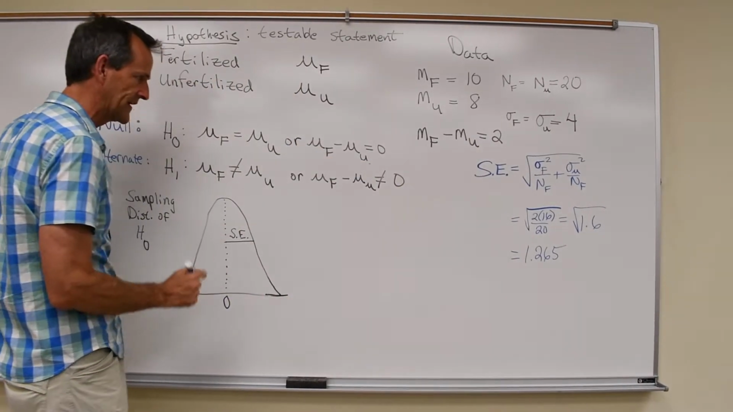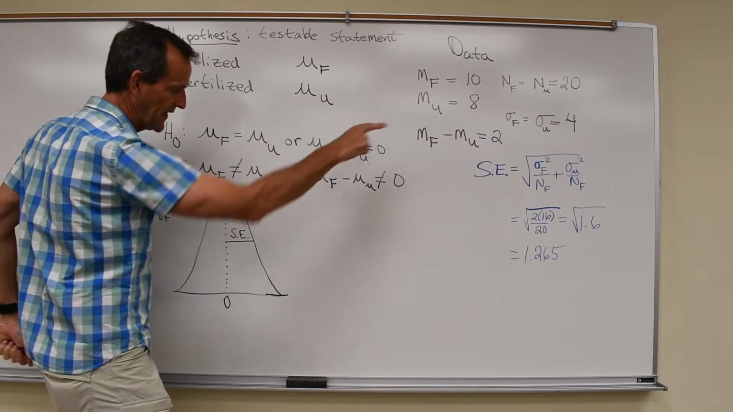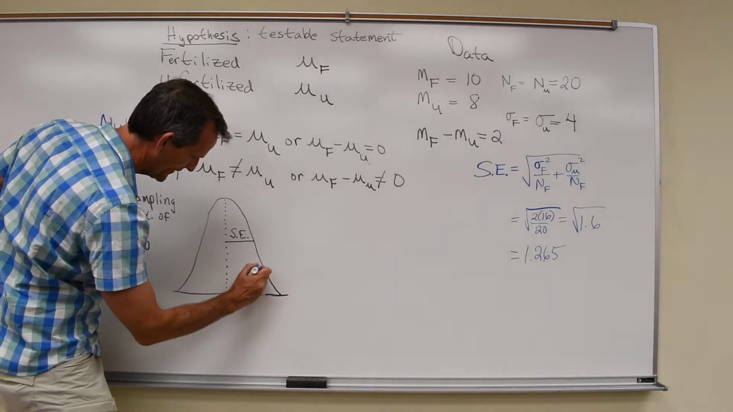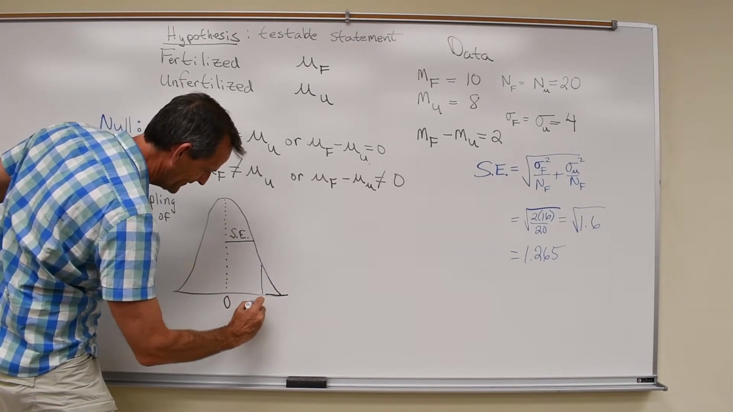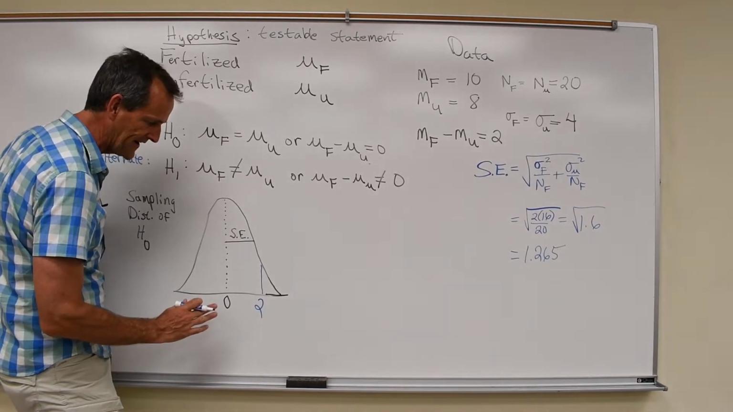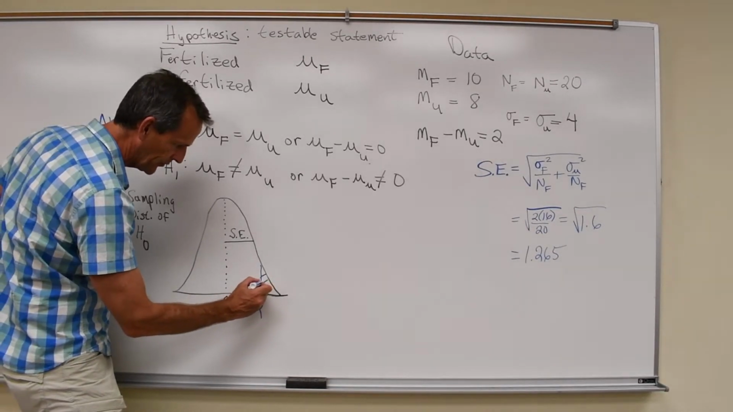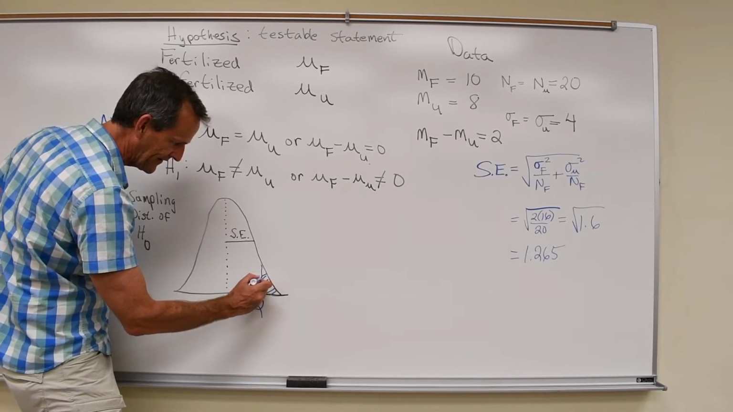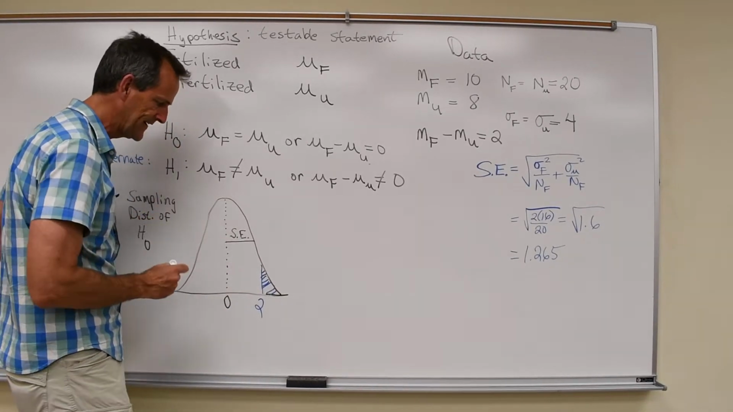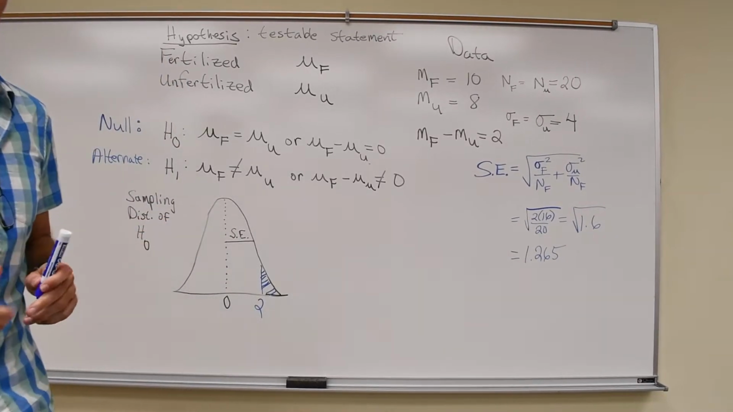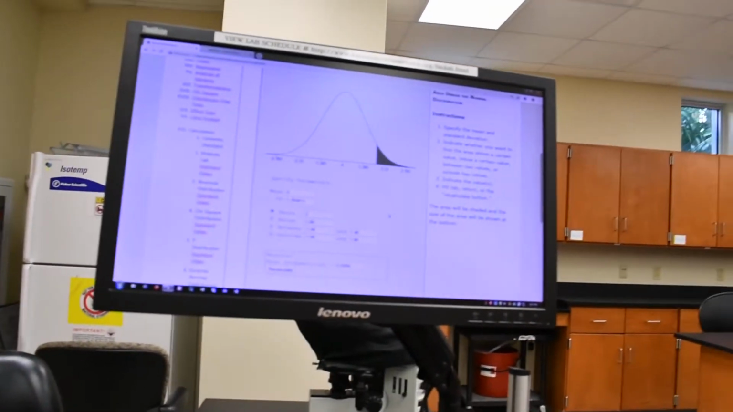Okay, so that's what we're going to do. So in other words, that 2 is somewhere on here. I'm just going to add it in here. And to find out how likely it is, what we're going to need is this area right there. Okay? So you know how to do that. So we can use Lane's normal calculator here.